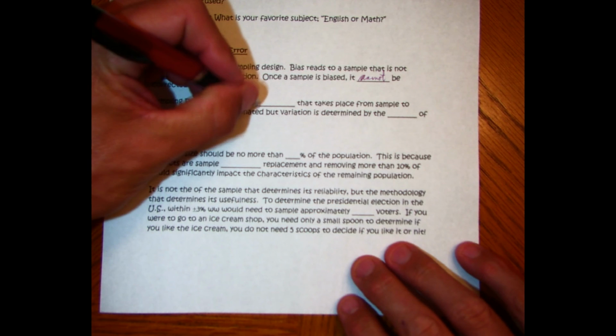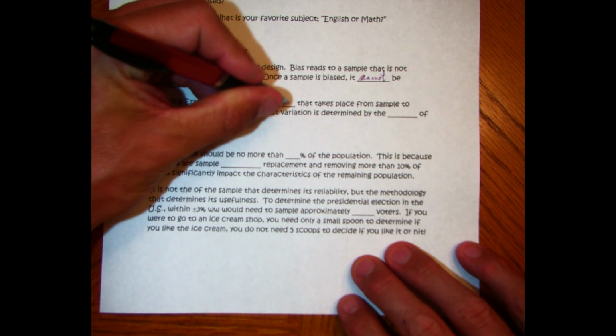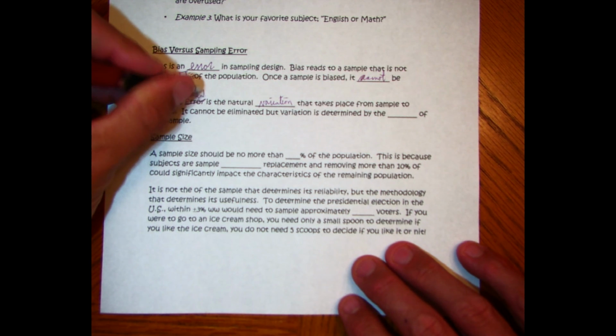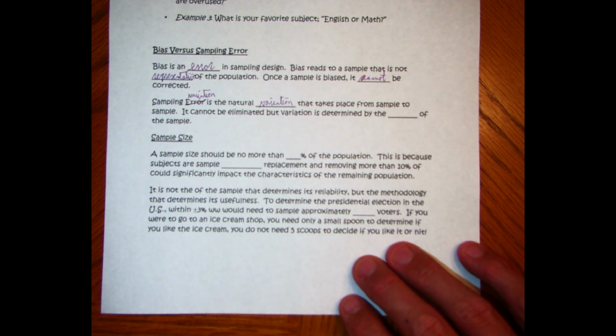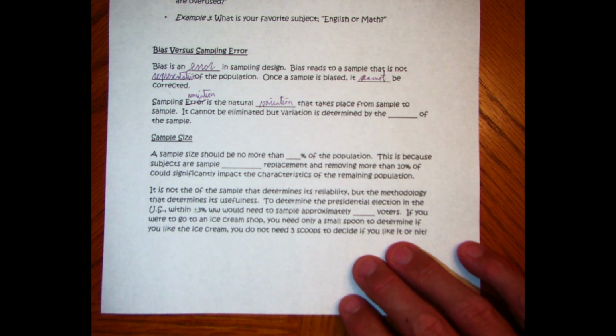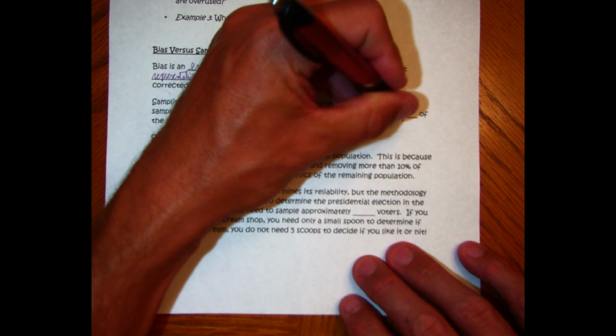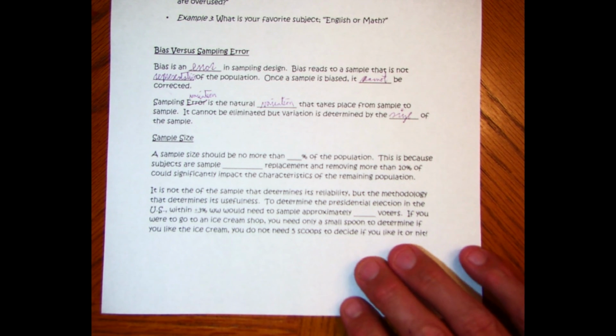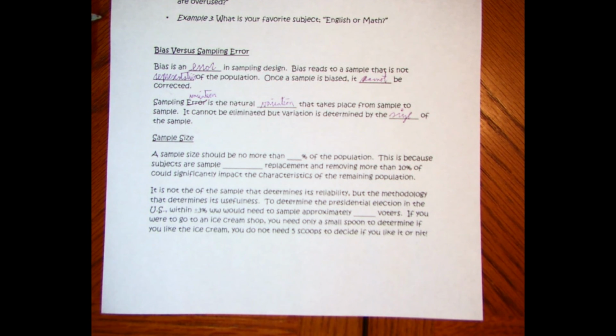Sampling error is the natural variation. So when you think of the word sampling error, just think of it as sampling variation. It's the variation that takes place from sample to sample. It cannot be eliminated, but variation is determined by the size of the sample. Okay, by the size of the sample. Smaller samples have more variation, larger samples have less variation.